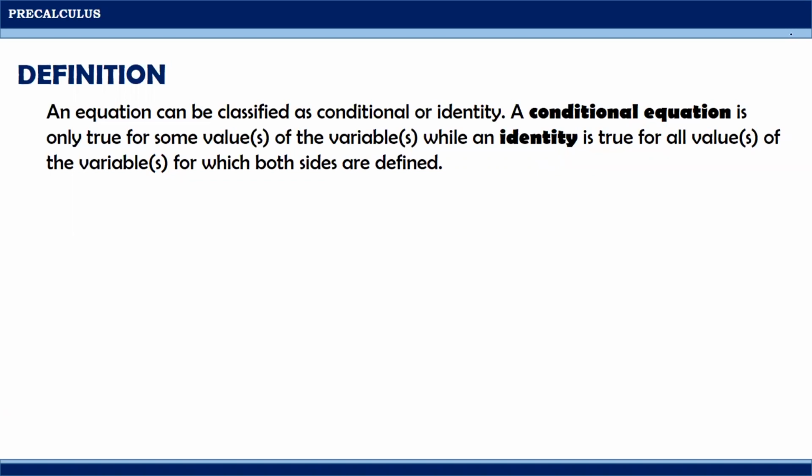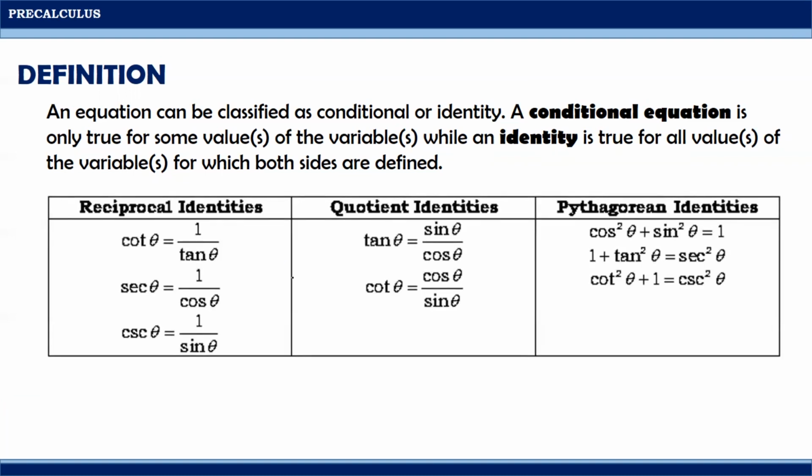The following are what we call the fundamental trigonometric identities, and we have 8 of them. For the reciprocal identities, we have 3 identities here. We have the cotangent theta is equal to 1 over tangent theta. The secant theta is equal to the reciprocal of cosine theta, so that would be 1 over cosine theta. Cosecant theta is equal to 1 over sine theta.